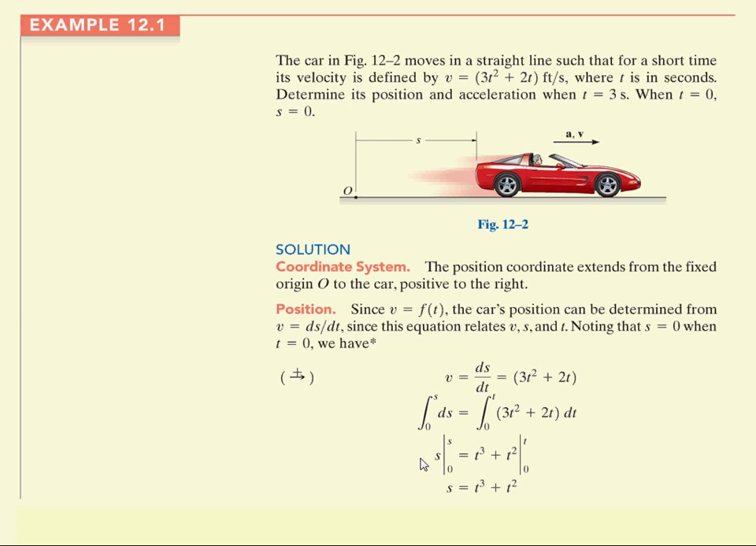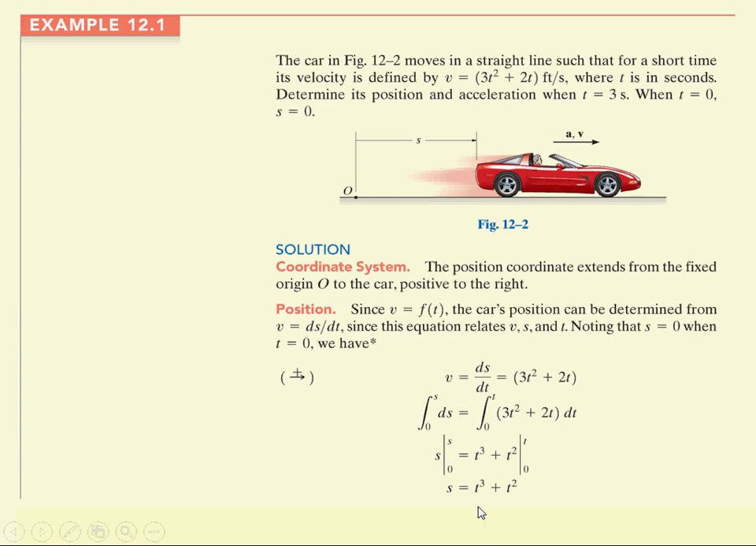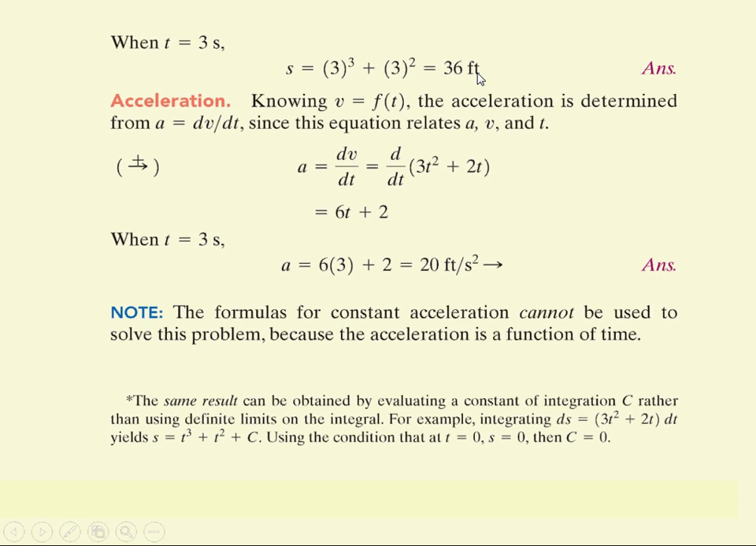So now, based on that, we have the position. When t is equal to 3 seconds, you could replace in the equation of s, t cubed plus t squared. So if we replace that, we get 36 feet where it is.